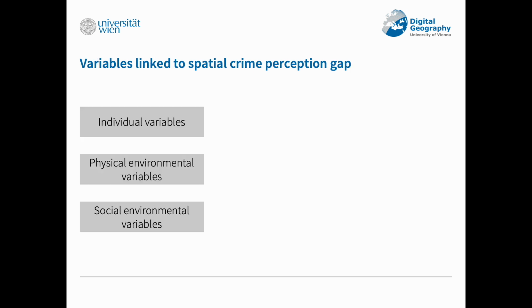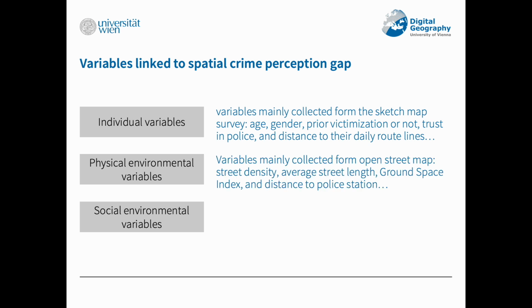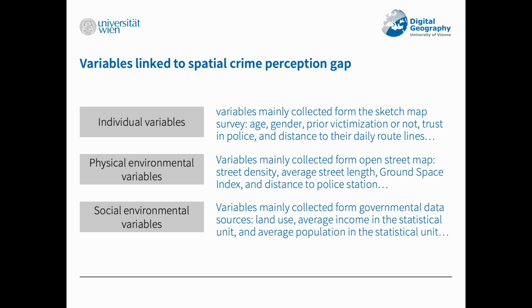Three types of variables are considered linked to spatial crime perception gap according to the literature review. The first one is individual variables, mainly collected from the sketch map survey, involving age, gender, prior victimization or not, trust in police, the distance to their daily route lines, and so on. The second one is physical environment variables, mainly collected from OpenStreetMap, for example, street density, average street length, ground space index, and the distance to police station. The third one is social environmental variables, mainly collected from governmental data sources such as the land use, average income in the statistical unit, and average population in the statistical unit.